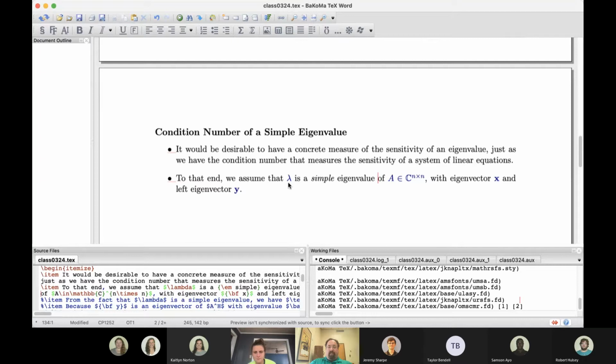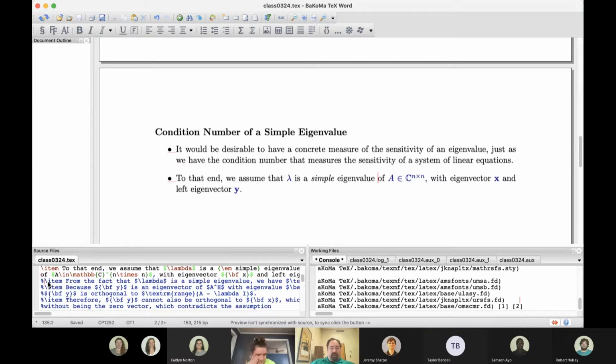So let's suppose that lambda is a simple eigenvalue of A. Now, as a reminder, what that means is that lambda is an eigenvalue of multiplicity 1. So it's only a simple root of a characteristic polynomial, which is where the term simple eigenvalue comes from. So it only has one linearly independent eigenvector. Well, actually, just one eigenvector, period, or any multiple thereof. So we'll call the eigenvector x, and then the left eigenvector, we'll call that y.